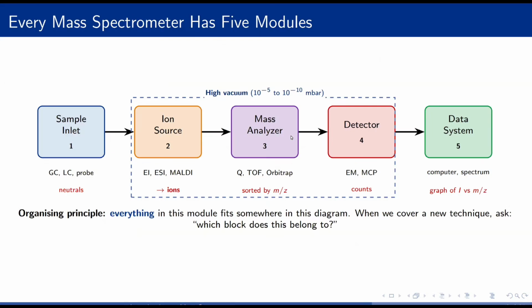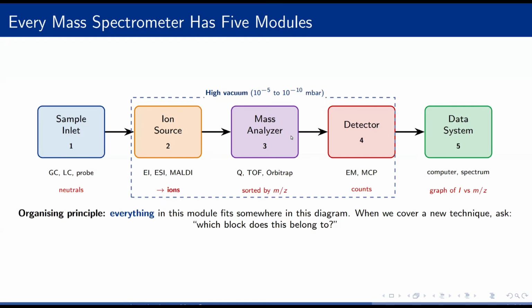This slide is the single most important organizing principle of the entire module. Please commit this diagram to memory. Every mass spectrometer ever built, regardless of price or manufacturer or application, has these 5 modules in exactly this order: sample inlet, ion source, mass analyzer, detector, data system. Let me walk you through them from left to right.